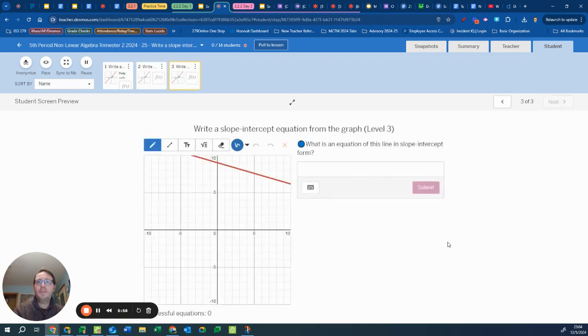Again, I could try another one. Or here I am at level 3, where the only question is, what is an equation of this line in slope-intercept form? So our goal here is to get to level 3 so we can look at a graph and answer that question by gathering the information and writing it down without step-by-step instructions.